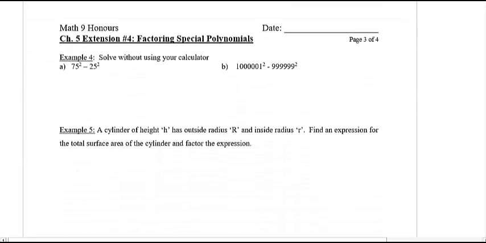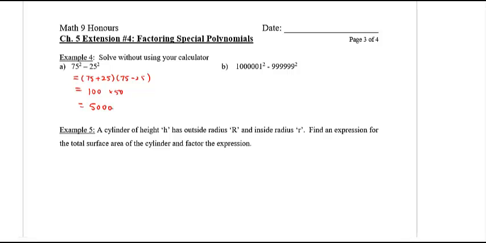Keep going, solving without using a calculator. Gotta do this. But wait, this is a difference of squares, isn't it? Yeah. So if this is a difference of squares, think about it like this. 75 plus 25, 75 minus 25, I know those numbers. That's 100, that's 50. I know what 100 times 50 is. 5,000. See? Done.